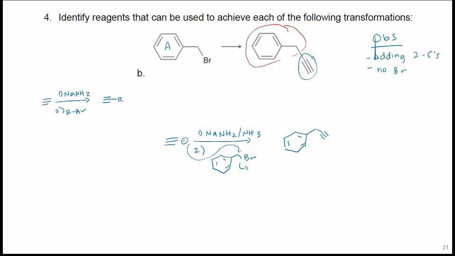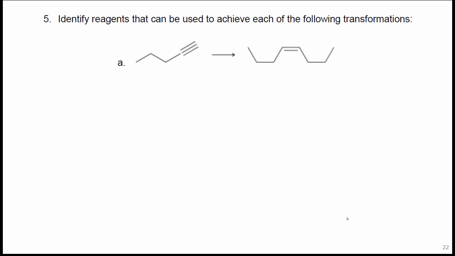All right, let's look at the next problem here. Identify what reagents we can use to solve this problem. Our observations: I'm going to count my carbons here. 1, 2. All right, so I'm adding 3 carbons. I have a double bond. I'm going to renumber these over here.